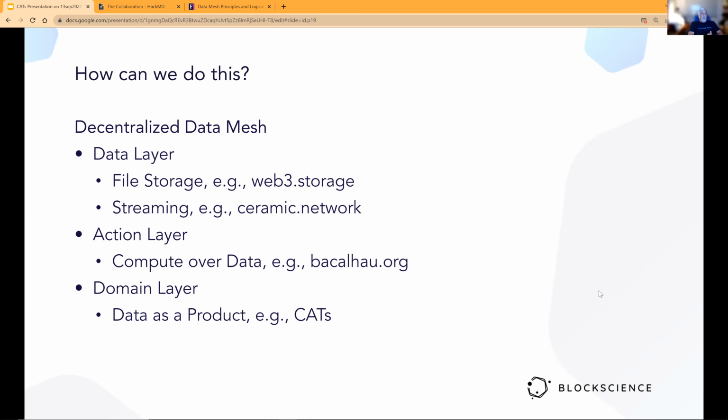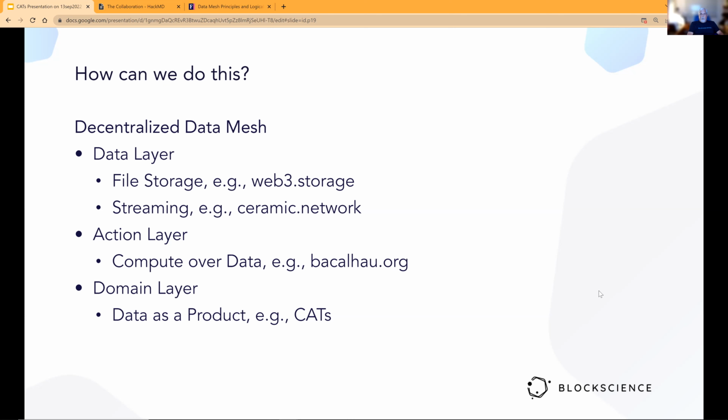You need a data layer. The data has to be somewhere. There are technologies around that provide that. Things like file storage, Web3 storage provides that. Streaming, Ceramic Network provides that. So we've got our data layer.